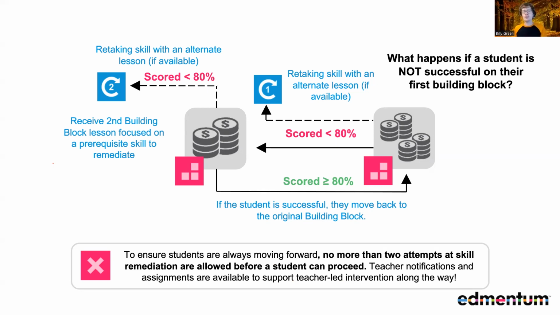So no more than 2 attempts at skill remediation are allowed before a student can proceed. This is why it's so important on your homepage, which is new and which I'll be talking about, that the teacher notifications on the dashboard that show struggling, that show failed, that show all those things are so important to watch for so that you don't get to this stage. Or even when you do get to this stage, you can make interventions post-it.